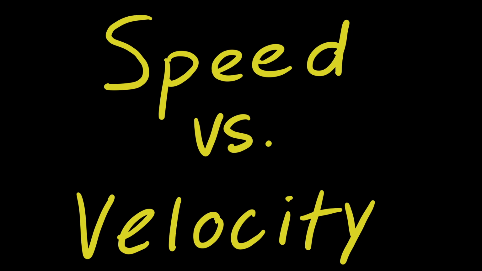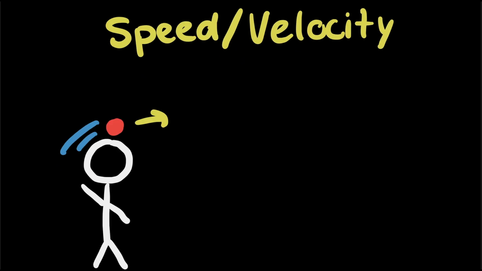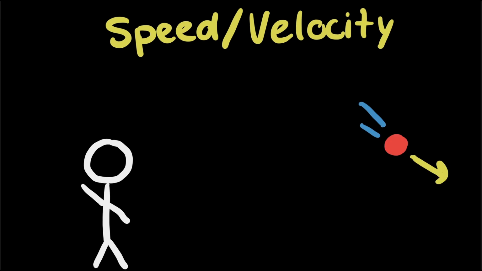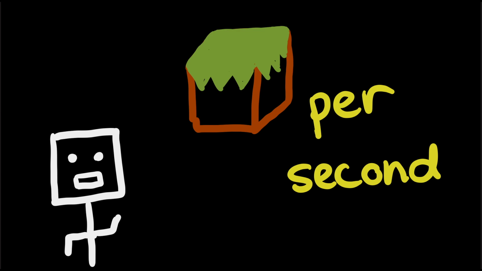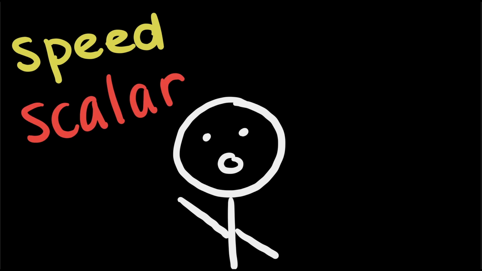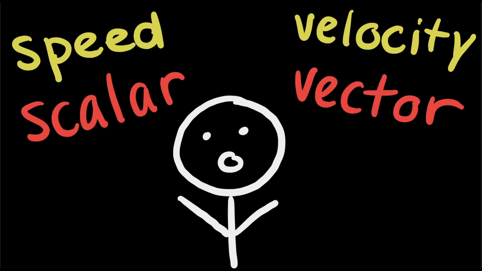Speed and velocity. Speed and velocity are the quantities we use to talk about movement. This is typically measured in some form of distance over time. In Minecraft, let's say speed and velocity is measured in blocks per second. Speed is a scalar value, while velocity is a vector value.